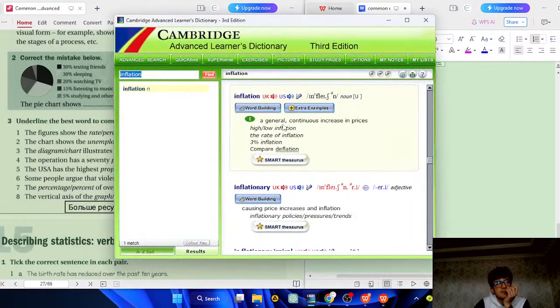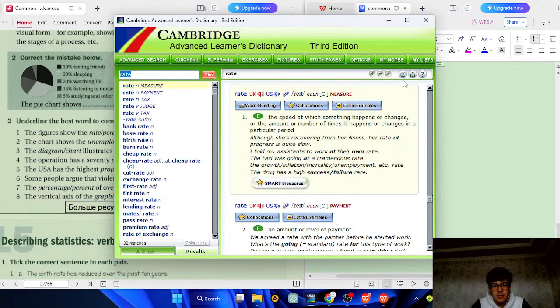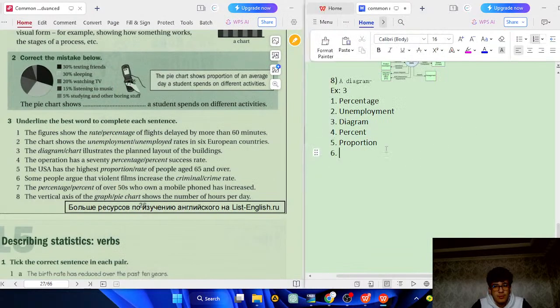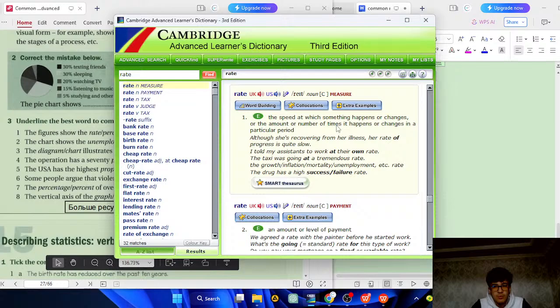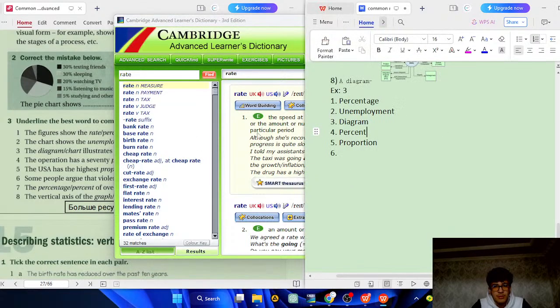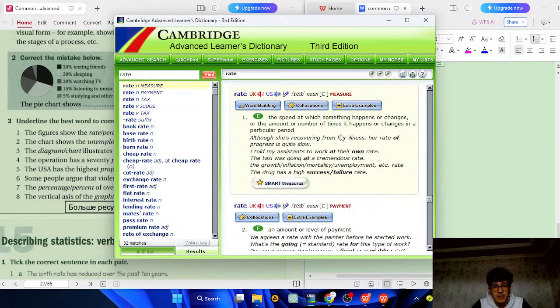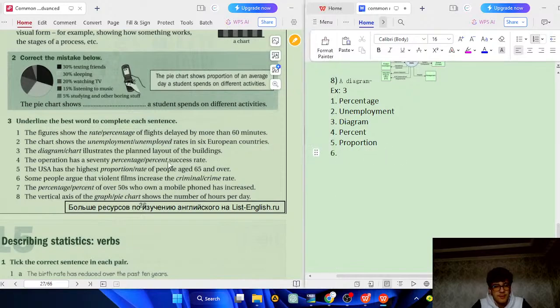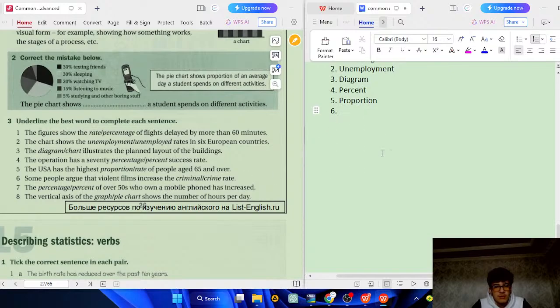No, that makes sense. Except rate makes a little sense. Rate is the speed something happens, right? The speed at which something happens or changes, or the number of times it happens or changes in a particular period. Some people argue that violent films increase the crime rate. The crime rate, of course.